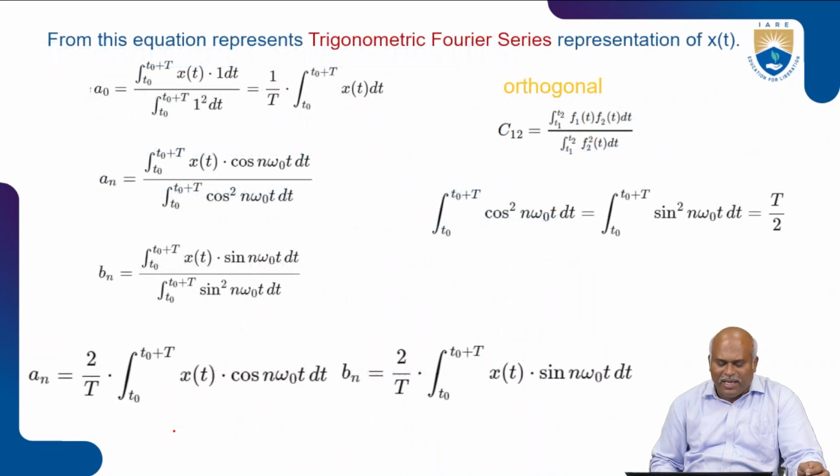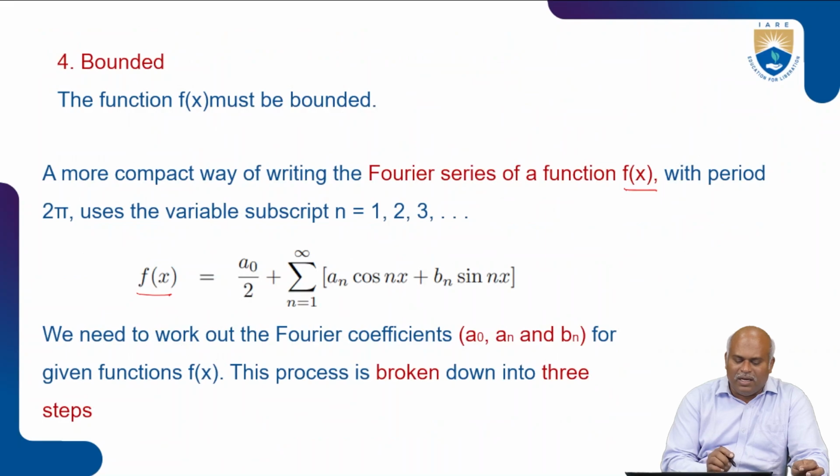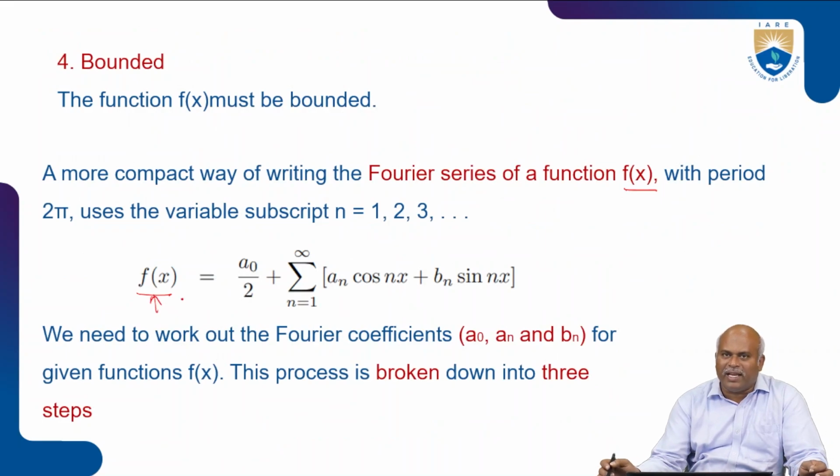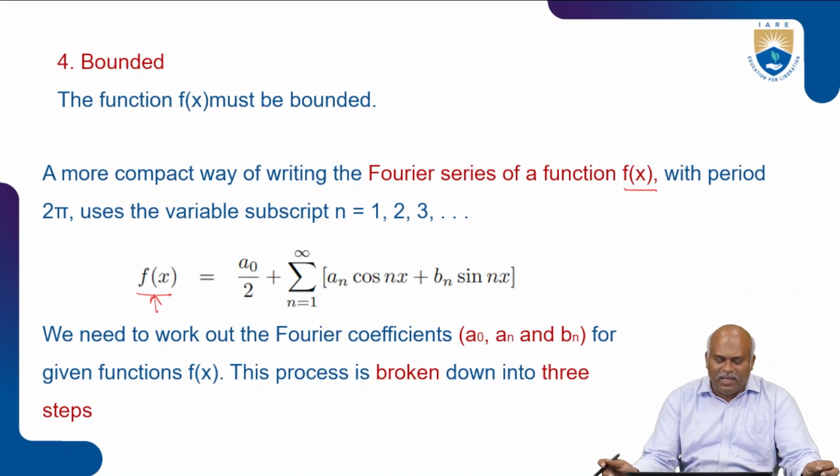So this x of t and f of t are similar only. Now f of x I should write as a0 divided by 2 plus summation of n equal to 1 to infinity a n cos n x plus b n sin n x. We need to work out the Fourier series coefficients. We find a0, an, bn for the given function f of x.